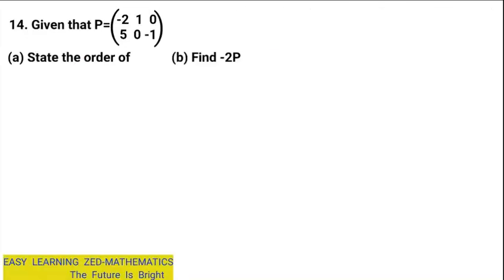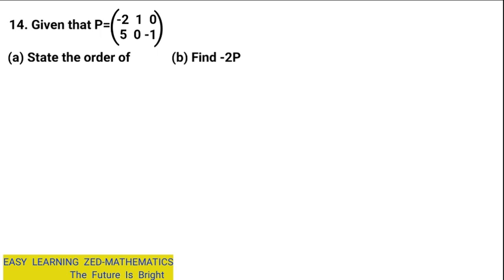Okay, so question 14 was, given that P is equal to the matrix with rows -2, 1, 0 and 5, 0, -1, (a) state the order of P. I don't know why I left P there. I'm going to put it at the end. And (b) is find -2P. Okay, so now here what we're going to do is start with (a). We are going to find the order of matrix P.